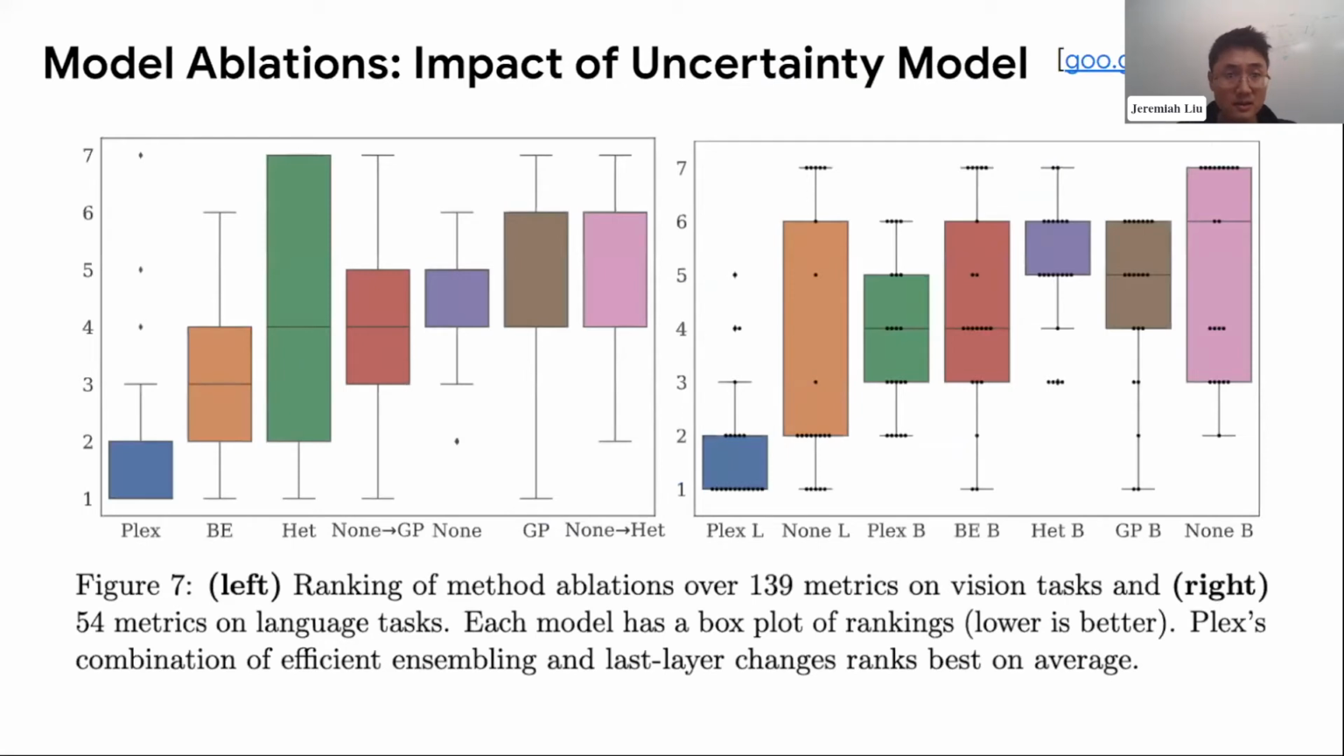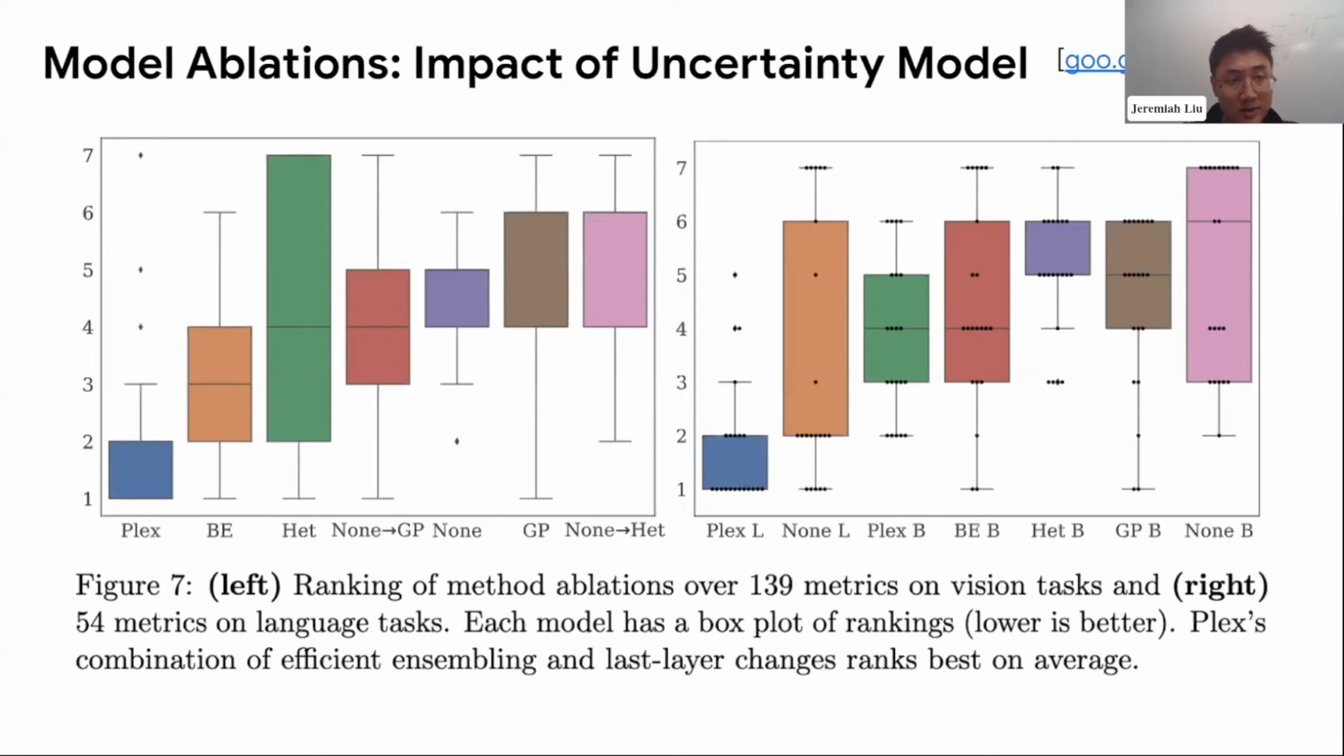Yeah, and the second axis that we look at is, say, assume we experiment on different kinds of uncertainty models. How does Plex perform? Here, the x-axis will be different uncertainty methods, and the y-axis is the ranking performance of these methods across different tasks. So you can see that, for example, the lower, the better, essentially.